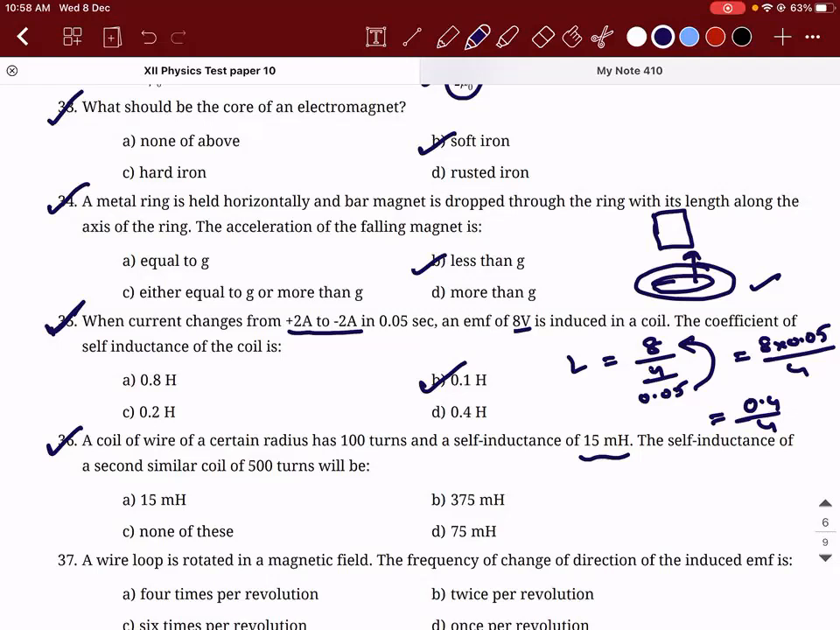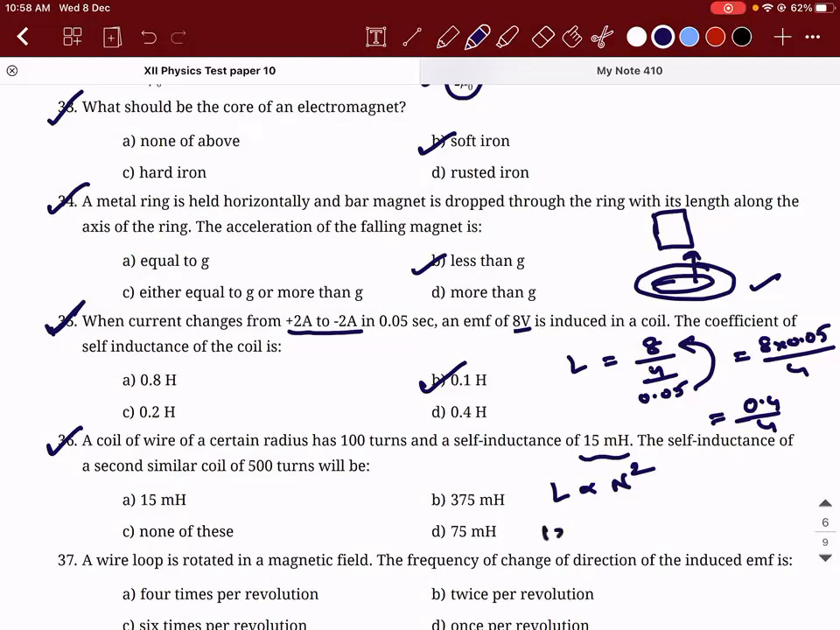Sorry, not radius, sir. Turns. So what is the relation between the self-inductance and the number of turns? Can I say L is directly proportional to the square of the number of turns? You will get mu naught n square AL. So L is directly proportional to n square.